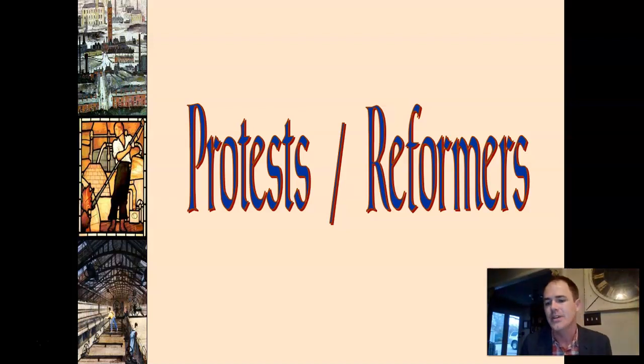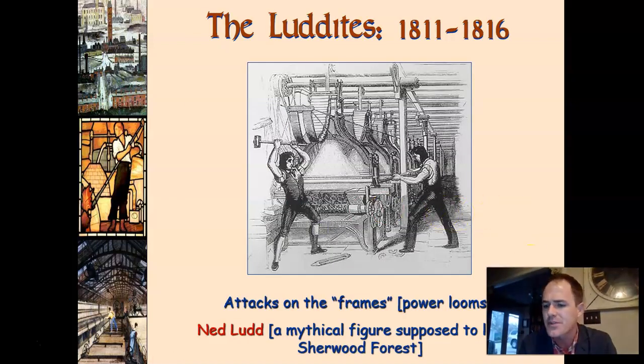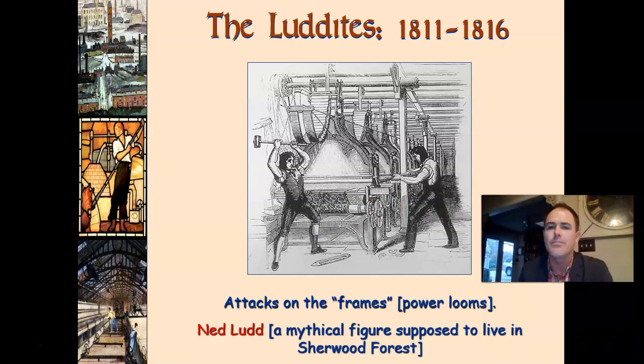This industrial age is going to spawn protests as well as some reforms. So briefly, let's just review a few. At first, there were some who really opposed the use of these machines and their threat to their way of life. Probably the most well-known are called the Luddites, named after this mythical figure supposed to live in Sherwood Forest, Ned Ludd, and they carry out a series of attacks. They're not really effective in changing much, but they live on in popular imagination. And in fact, it's a word now in the English language. If you call someone a Luddite, they are someone opposed to new technology or new innovations.